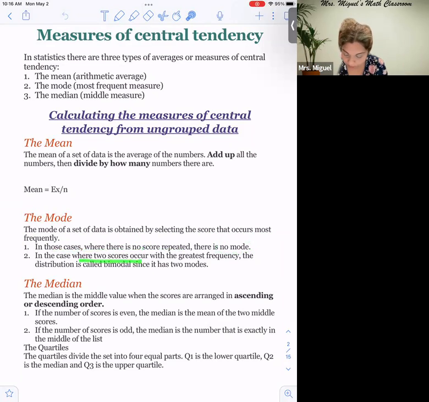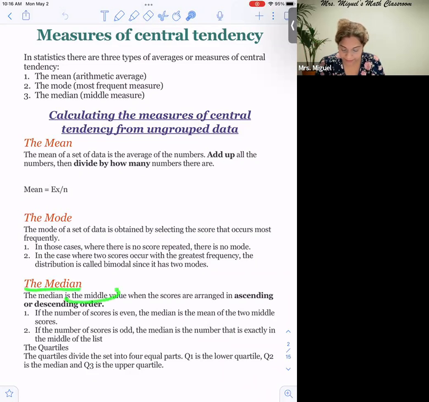If there are 2 scores which have the greatest frequency, then the distribution is called bimodal because it has 2 modes. So for example, if we have a set of data, for us to choose the mode, it means that the number must be repeated. It must be repeated as many times compared to the other numbers. If we have 2 numbers that have the same number of repeats, then that distribution is called bimodal, meaning that there are 2 modes.